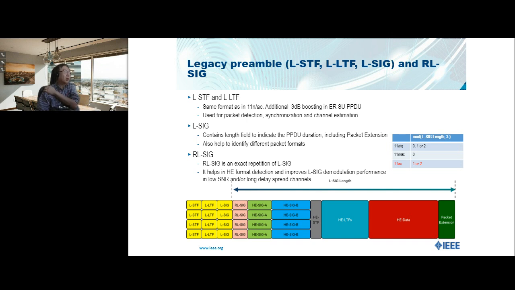At the bottom of this figure, I draw a figure for the MU PPDU. We can see the L length covers the entire length, starting from L6 to the end of the packet extension. So every station, when it gets this length, can back off and not transmit during this period.